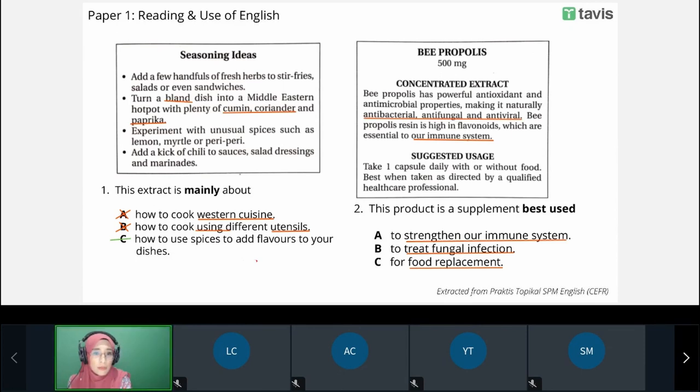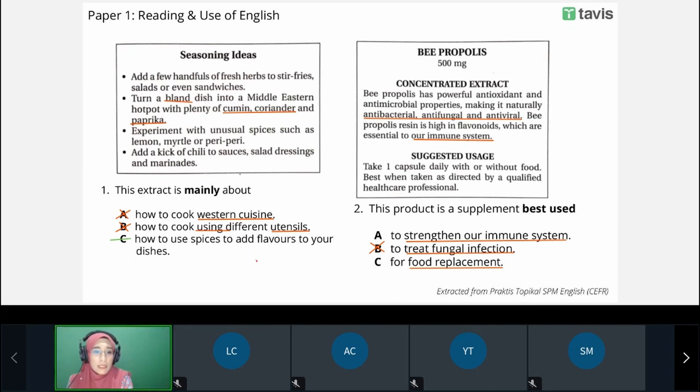Three different ways that it can be used. Okay, it has three different properties: antibacterial, antifungal, and antiviral. This one only says fungal infection. So I don't think B is correct. B is incorrect, dear. Okay, now let's go for C, for food replacement.